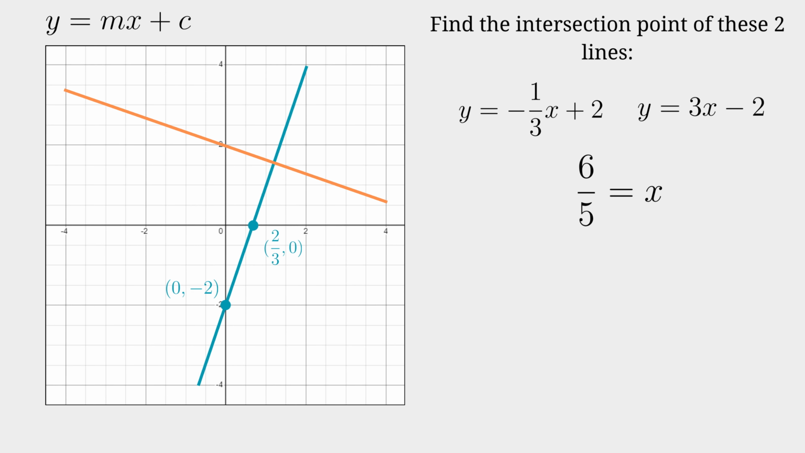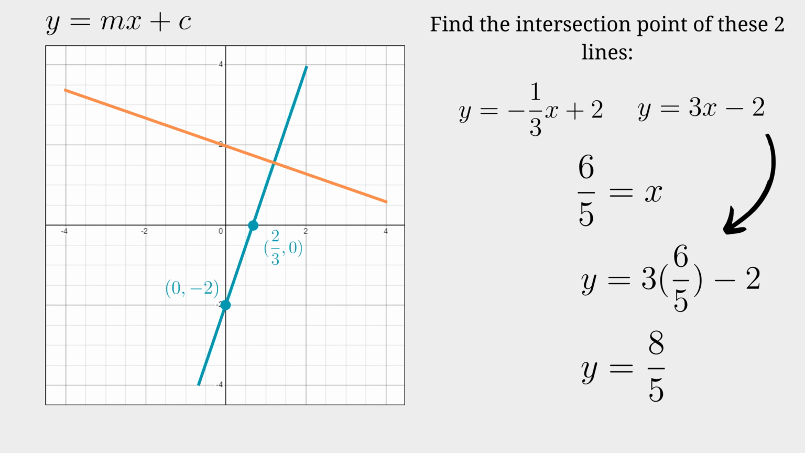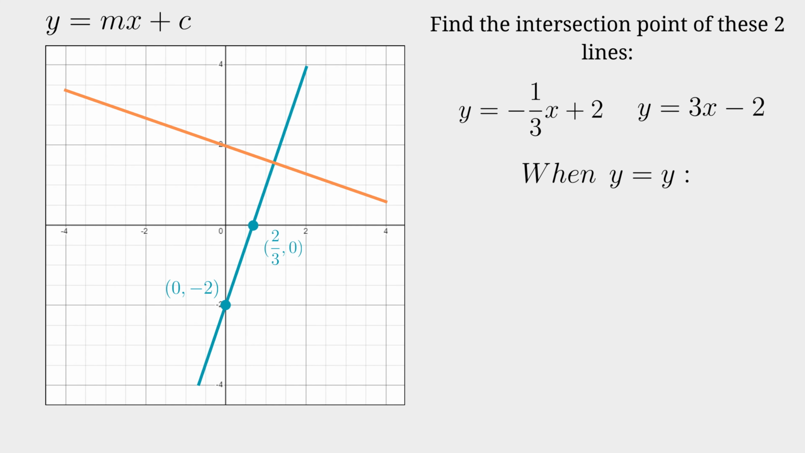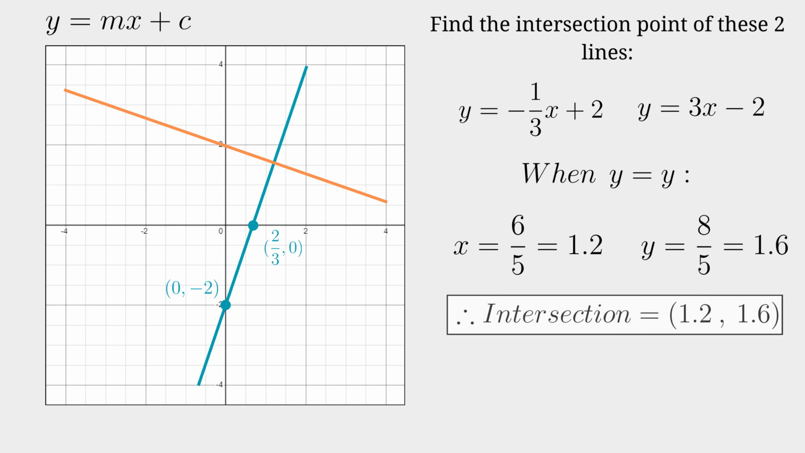Substitute this x value into any one of the two equations. You will get the same answer for both. I'm going to use the second formula because it looks easier. 3 times 6/5 minus 2 is 8/5 and that is your y value. So when your two equations are equal to each other, the x value is 1.2 and your y value is 1.6, which is then your point of intersection as shown here.